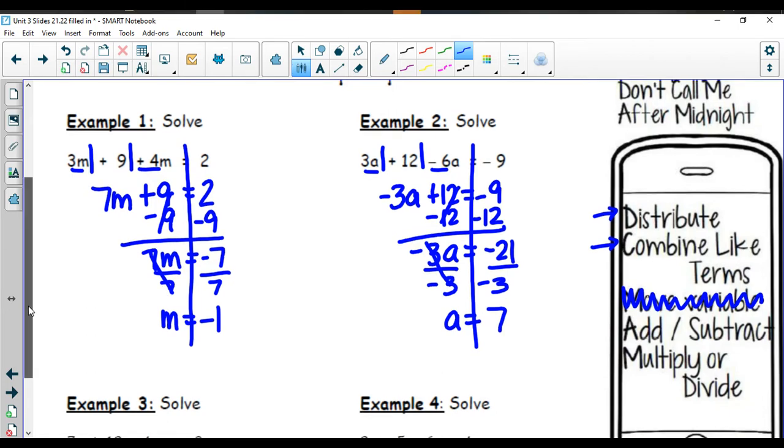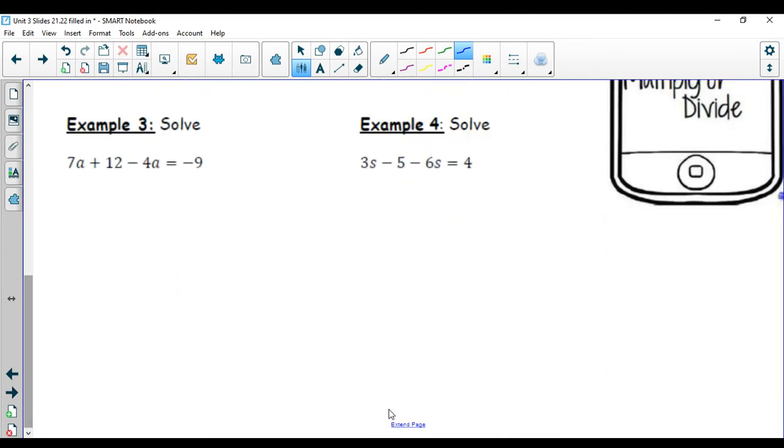I'm going to have you go ahead and take a look at question number 3 here. Split it up. You have 7a plus 12 minus 4a. Combine your like terms, get it to look like a two-step equation, add, subtract, multiply, divide, and try and get a by itself.